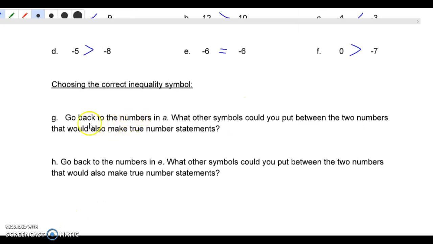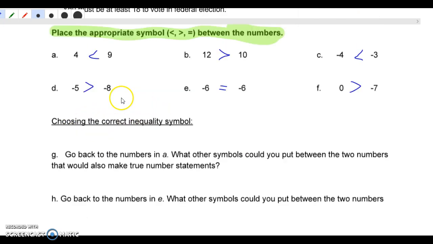So now what I want you to do is go back to example A, right? And see if you can use another symbol that is not up here maybe, to show the relationship between 4 and 9. So think about it for a second. What other symbol can you use other than the less than symbol?